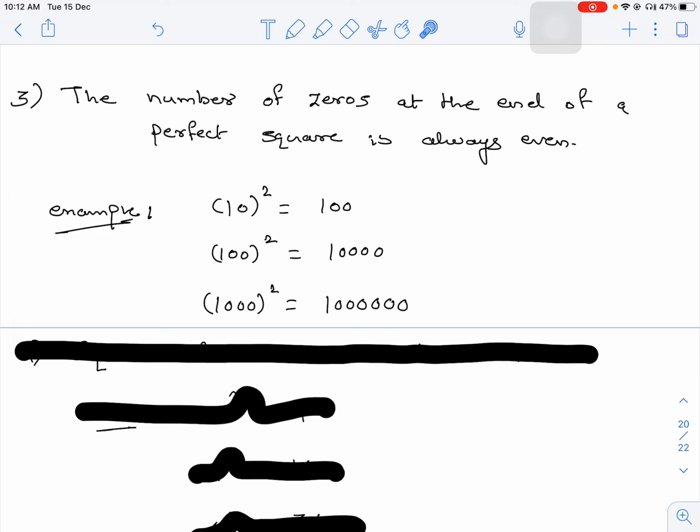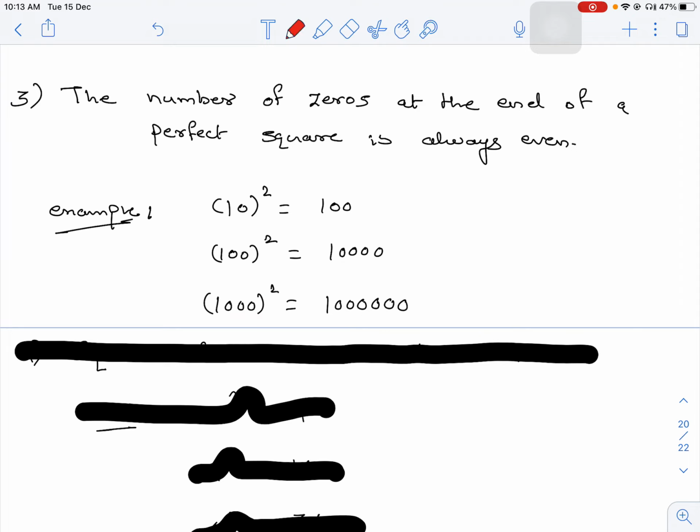So what we have learned, now these all are perfect square numbers. So the number of zeros at the end of a perfect square is always even. In other words, we can say that if here it is 1 zero, in its square it will have two zeros. Here if it is two zeros, in its square it will have 4. Here if it is three zeros, in its square it will have 6.